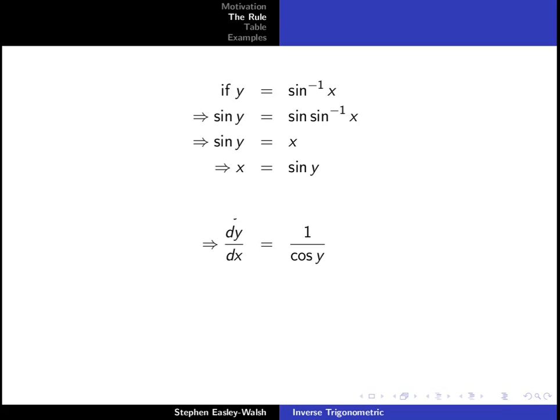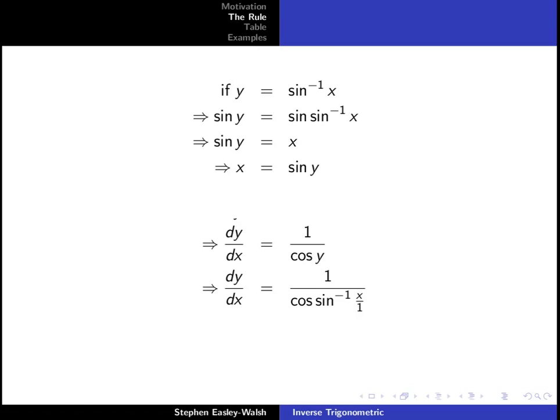over cos y. However, we need this to be in the form of a function of x, so we replace the y with sine inverse x. And we shall rewrite the x as x over 1, so we have dy/dx equals 1 over cos of sine inverse of x over 1. You may remember from semester 1 we saw how to calculate cos of sine inverse.